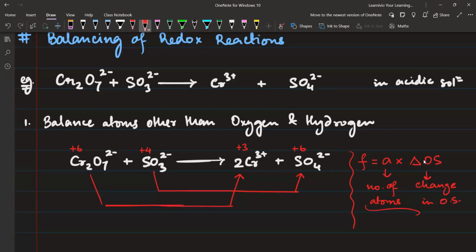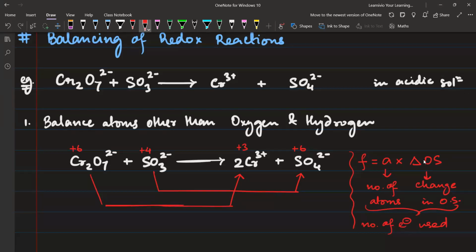What does it tell? It tells about the number of electrons used. So whenever we do reduction, there will be a certain amount of electrons which has been added, and whenever we do oxidation, there is a certain amount of electrons which has been removed. So F, we call it the valency factor. आप लोग syllabus में नहीं है, but it is helpful. It makes life easier. So A into the delta OS.